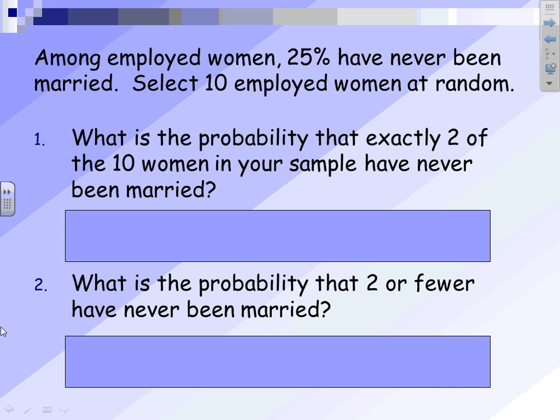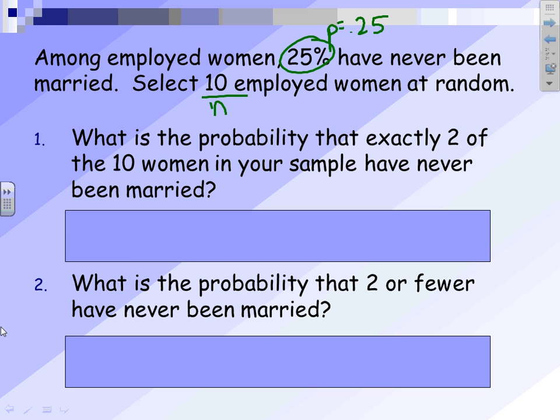Okay, so let's look at this example. It says among employed women, 25% have never been married. Select 10 employed women at random. All right, so what do we have? We have 10 as our N, and we have our P of 0.25. And that's going to help us set up the rest of this problem.